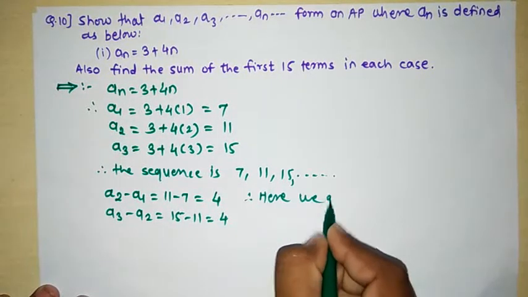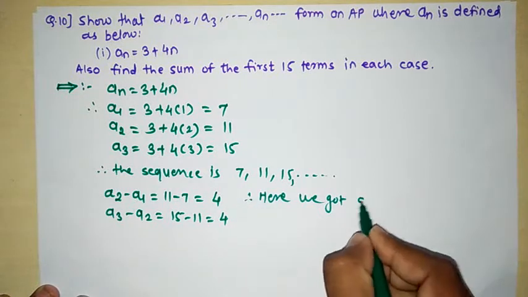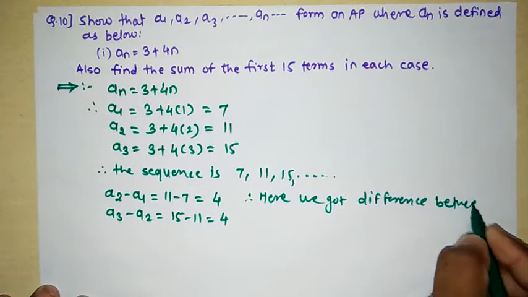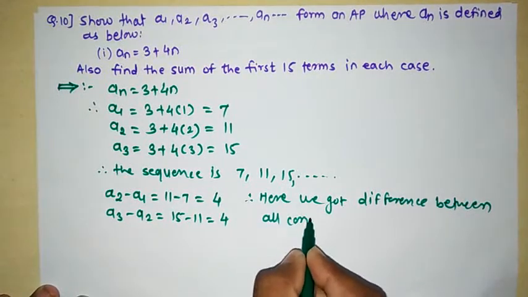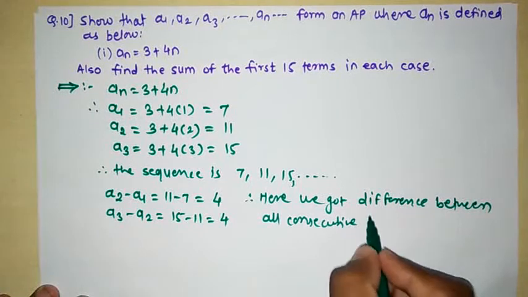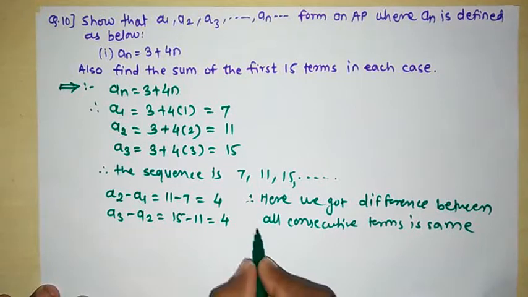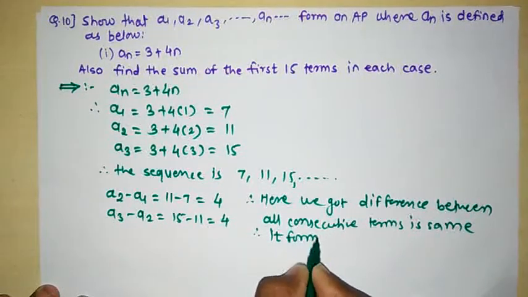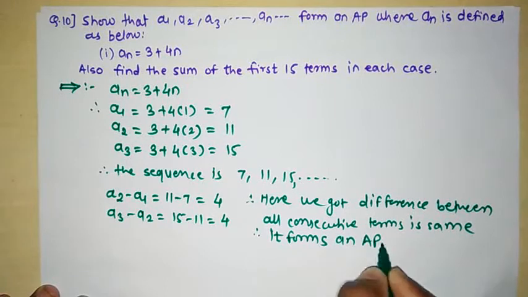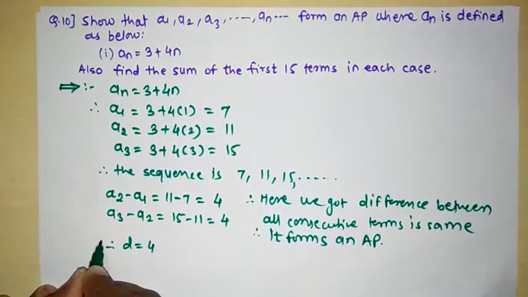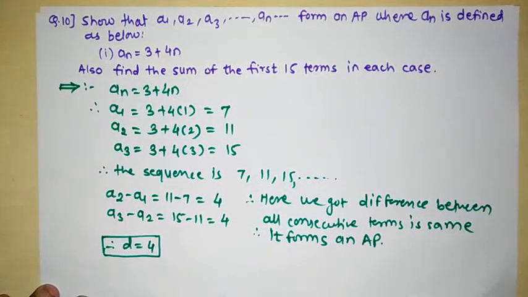Therefore, here we got the difference between all consecutive terms is the same. Therefore, it forms an AP. The difference is the same for all consecutive terms, therefore it forms an AP. Now, therefore D is equal to 4. We got D is equal to 4.